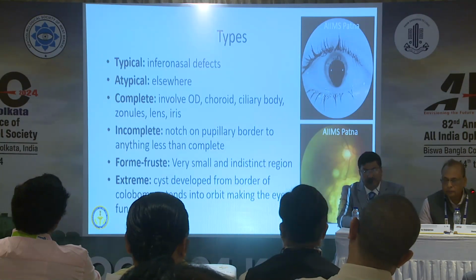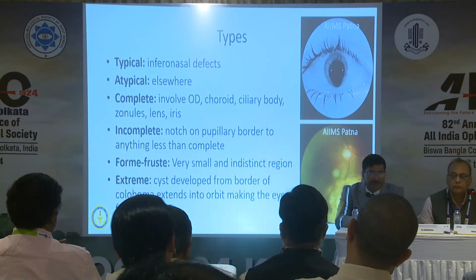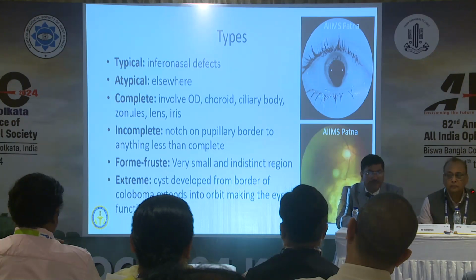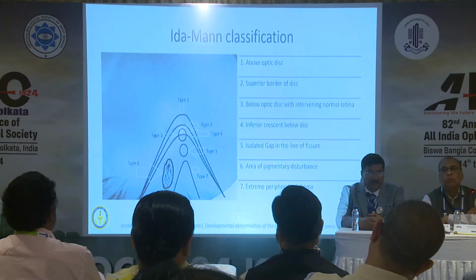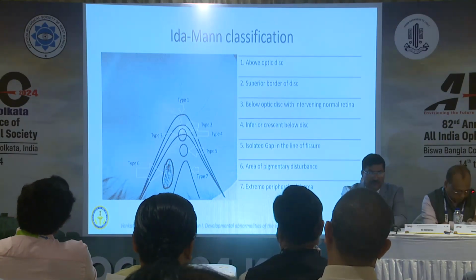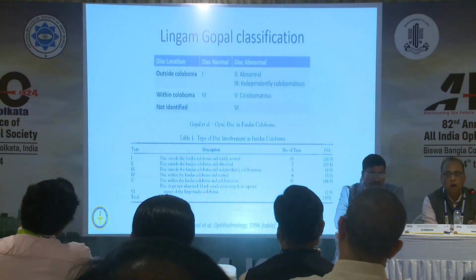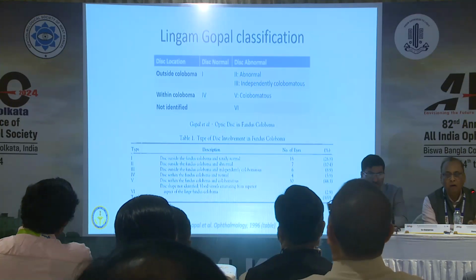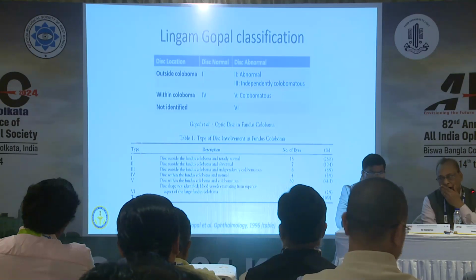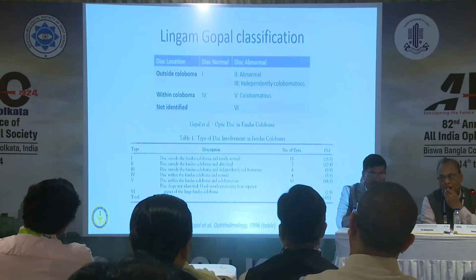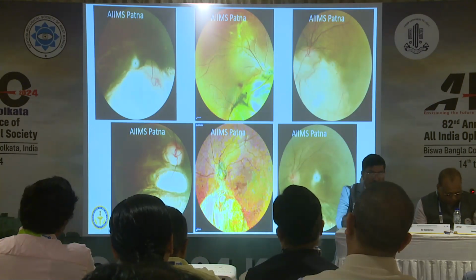The colobomas may be either typical or atypical, complete or incomplete, or forme fruste or extreme with a cystic eye. The Eiderman classification is according to the extent and location of the coloboma, while the Lingam-Gopal classification takes into account the location of the disc, whether outside or within the coloboma, and the morphology of the disc, normal, abnormal, or independently colobomatous. These are some of the colobomas found in our institution.